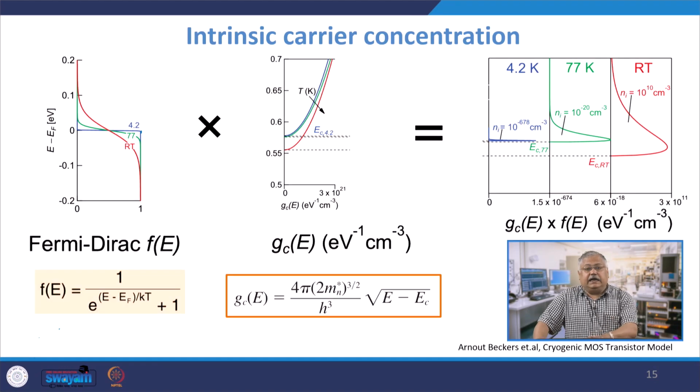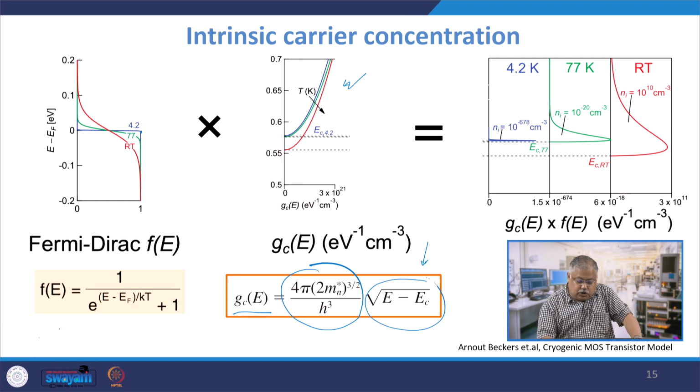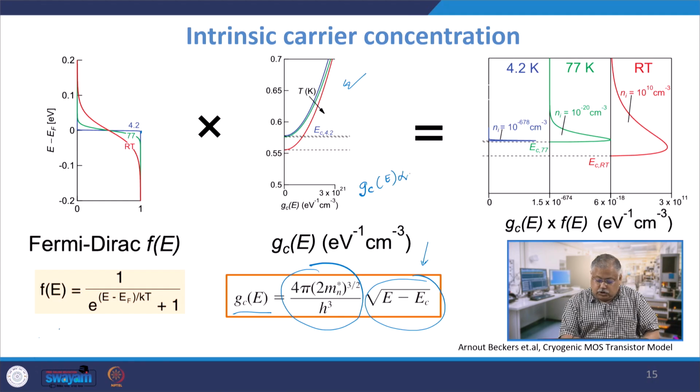Now, let us concentrate on the second curve, which is this one. This shows you the variation of the states with respect to energy, G C as a function of E, the number of states. So, if you look at the formula here, this tells me that G C of E, the number of energy states per unit volume, is proportional to root of E minus E C.